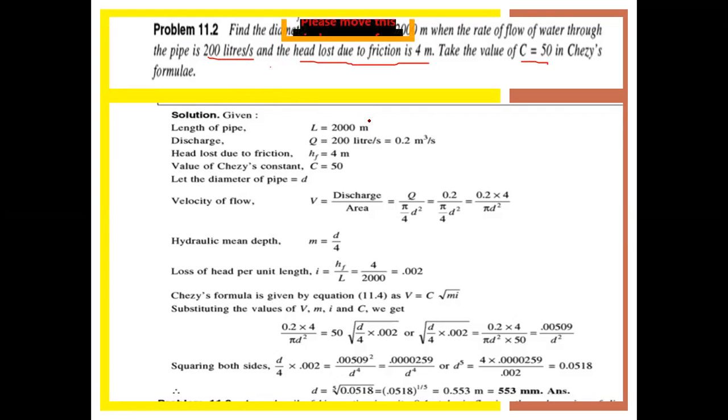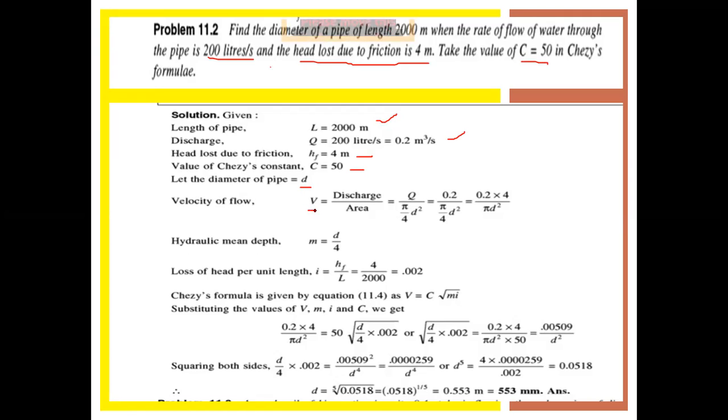The formulas are as usual. And what is the length of the pipe? 2000. What is the discharge given? 200 liters per second. Convert into meter cube, that is 0.2. And what is the head loss? 4 meters. What is the Chezy's constant? 50. Then what is the diameter? So the diameter is equal to small d. Now what is the velocity of the flow?